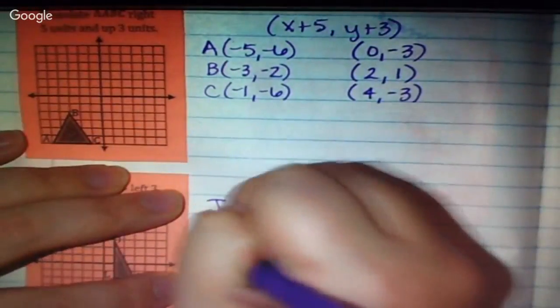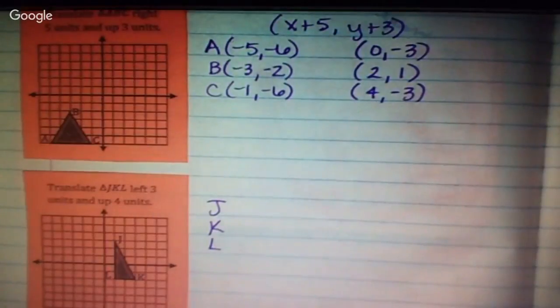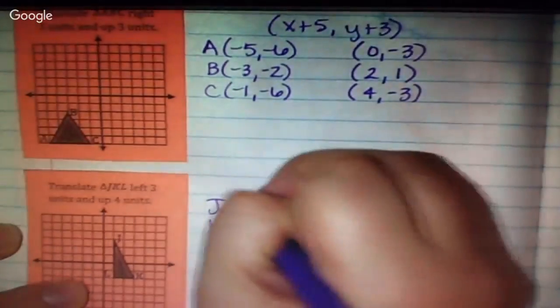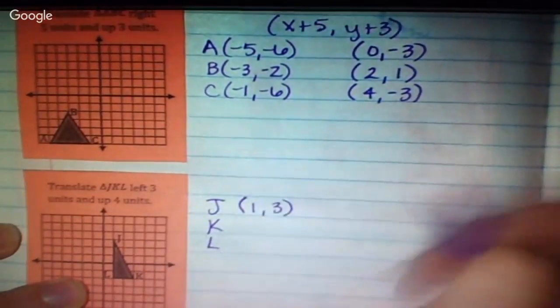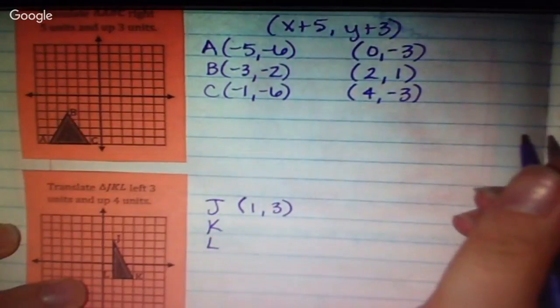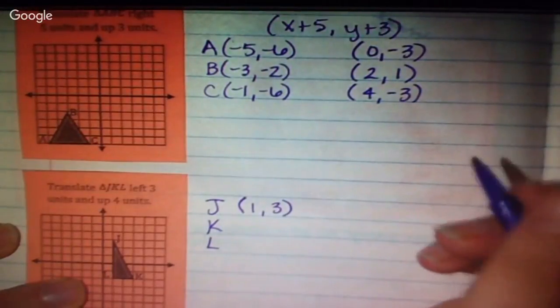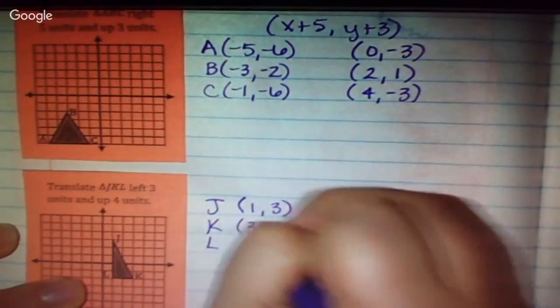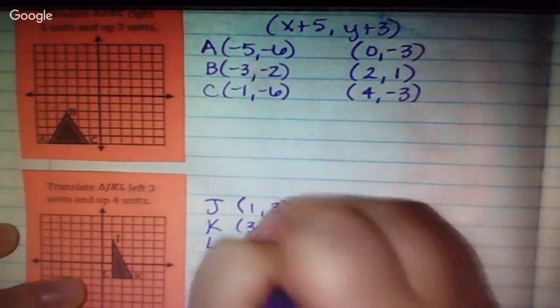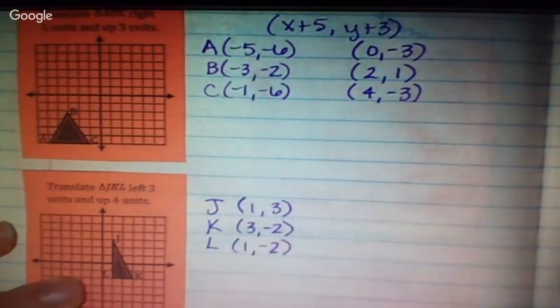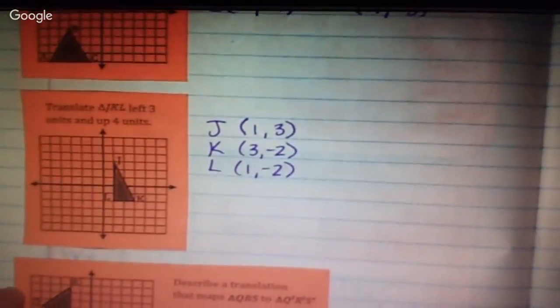Okay, let's do JKL then. All right. Is it that serious? It is. For him, it is. Okay. Apparently, this is not in order. It's kind of funny, though, because I'm usually the same way. K's at 3, -2. And L is at 1, -2. Okay. So here are your original points.